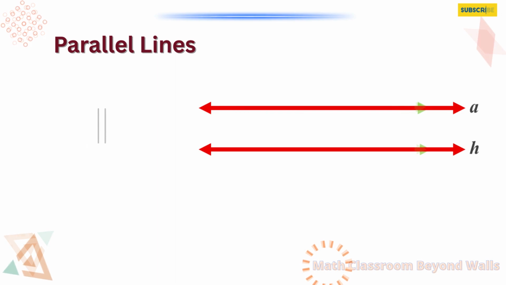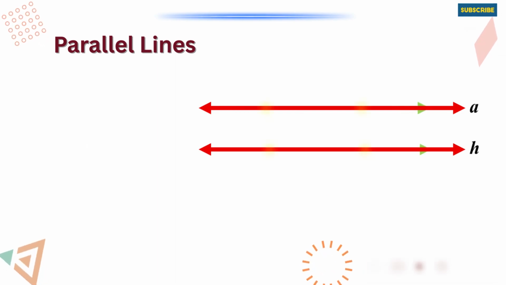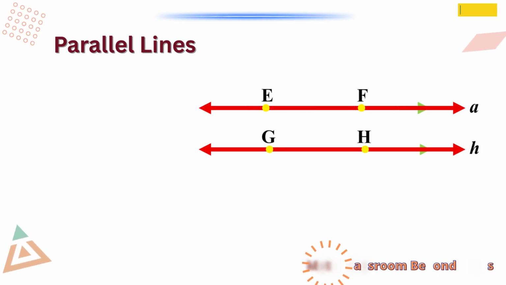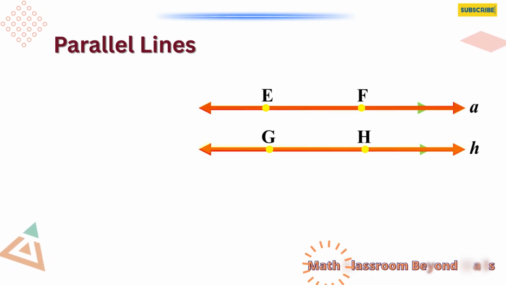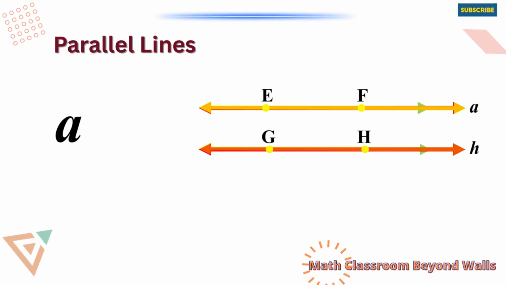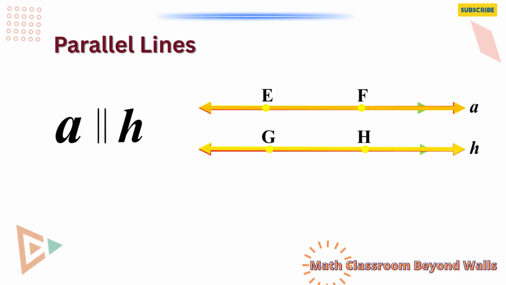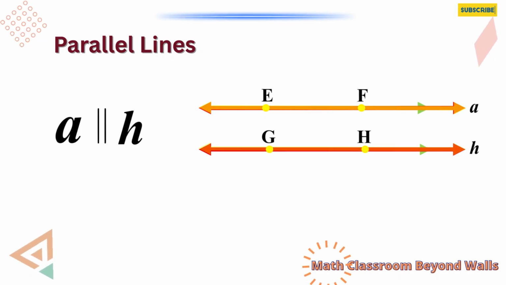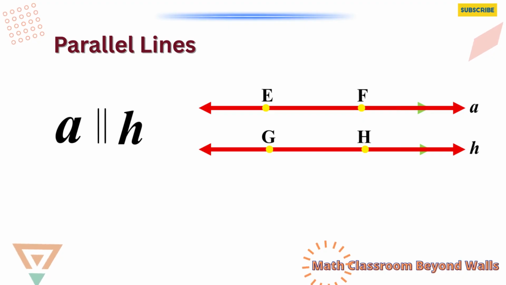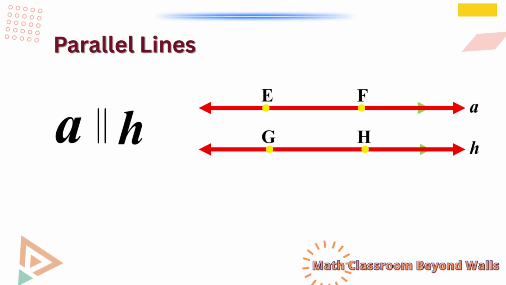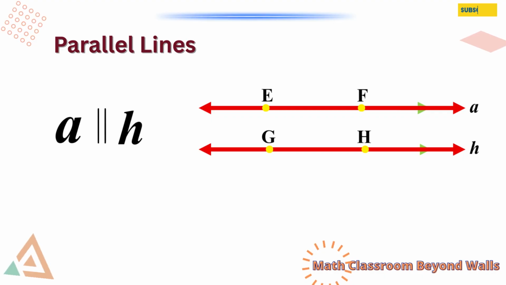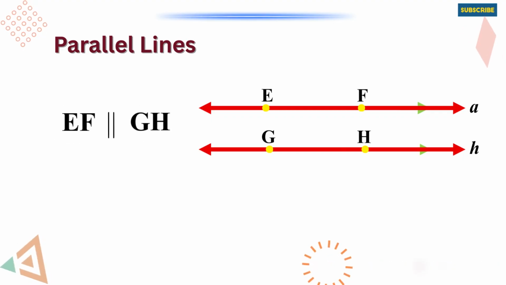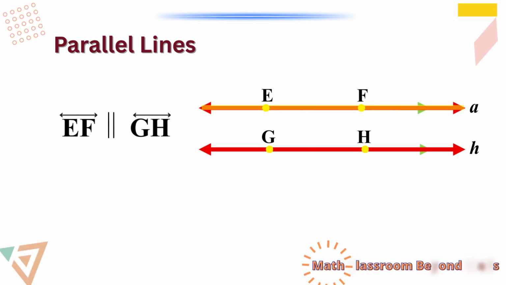Let us name the parallel lines and some points on the lines so we can write a mathematical statement about them. Because line A is parallel to line H, we can write this mathematical statement. This is read as line A is parallel to line H. Remember that we can name a line using 2 points on the line. So for these same lines, we can write this statement instead of the first. We read this as line EF is parallel to line GH.